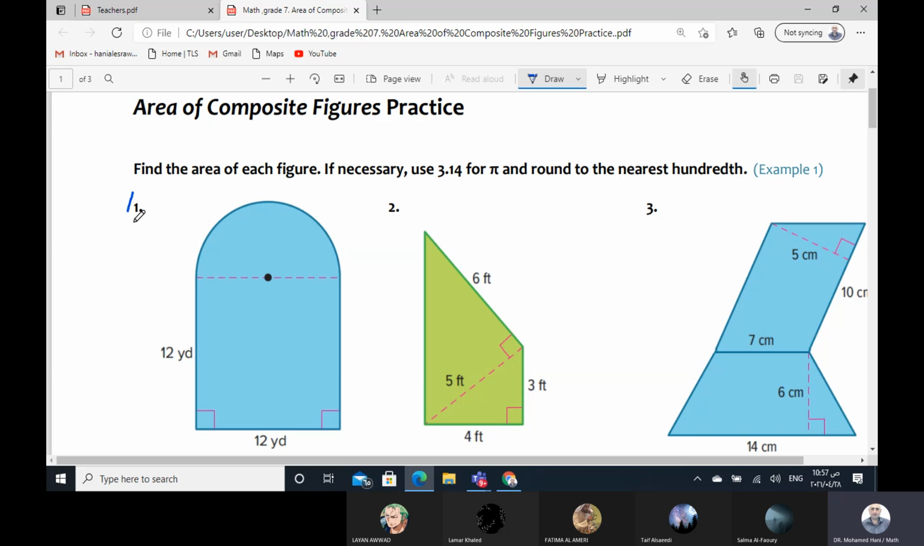Okay, we have exercise number 1. You have 5 minutes. I want from all to try to find the area of the composite figure. Start, please, and tell me what is your answer.